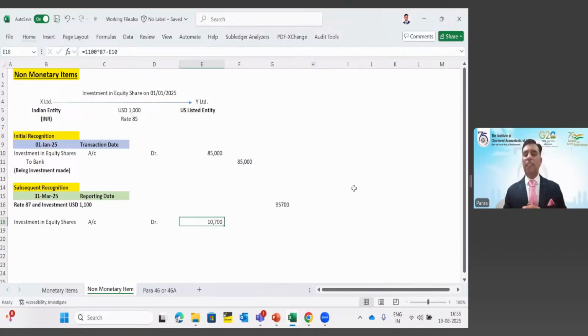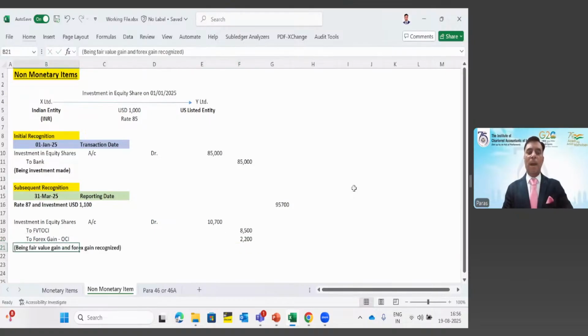Now the entire gain of 10,700 rupees cannot be recognized as forex gain. Why? Because forex gain is only for 2 rupees. There is a fair value gain as well for $100. So you will have to split this transaction into two ledgers. First, FVT OCI, I have chosen the FVT OCI option in this case. So what I have done, $100 is the gain on 31st March 2025 and 85 rupees was the spot rate. So it comes to 8,500 rupees, and then I have recognized forex gain in the OCI for 2,200 rupees, right? This is the journal entry which you need to pass here.